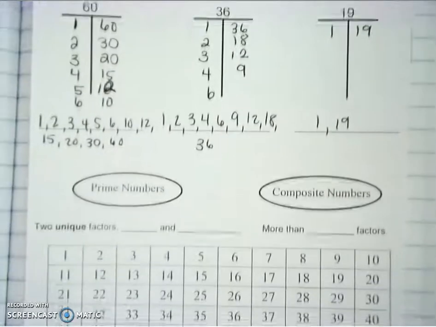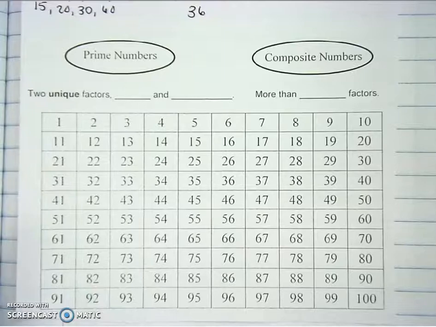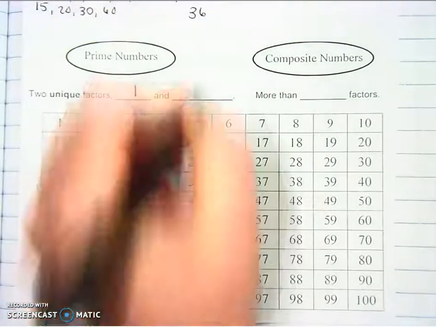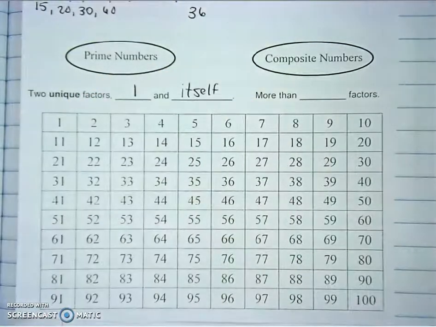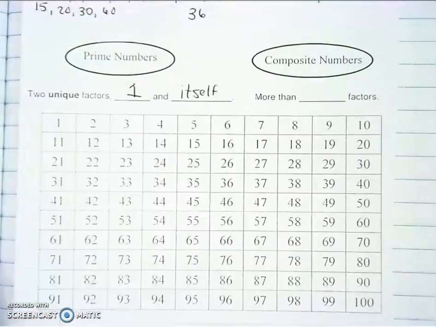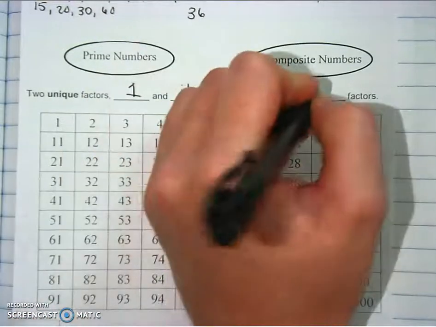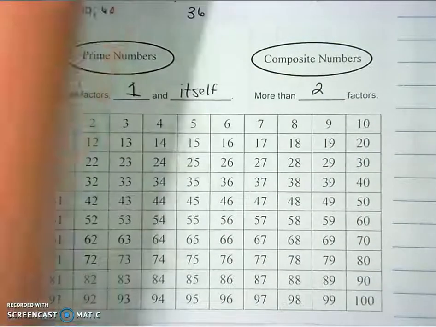All right, so now that takes me to my next section, which is right here, prime numbers and composite numbers. Prime numbers have two unique factors, 1 and itself, like we did with 19. This is a number 1. It kind of looks like an I. Okay, and then for composite numbers, you have more than 2 factors. So that's how you can tell the difference between prime and composite numbers.